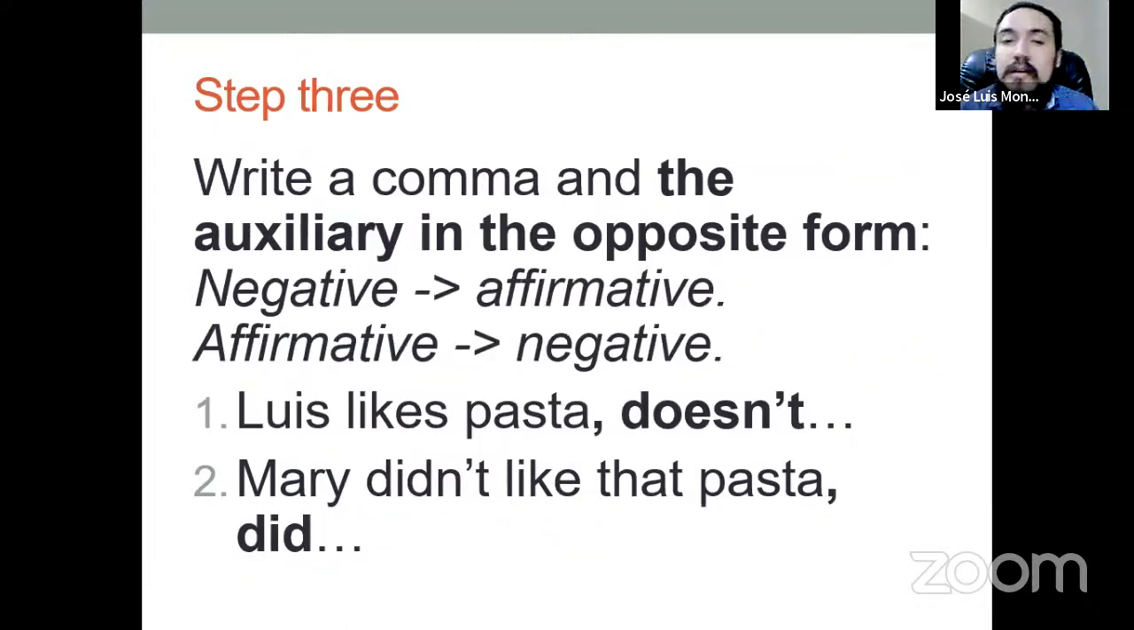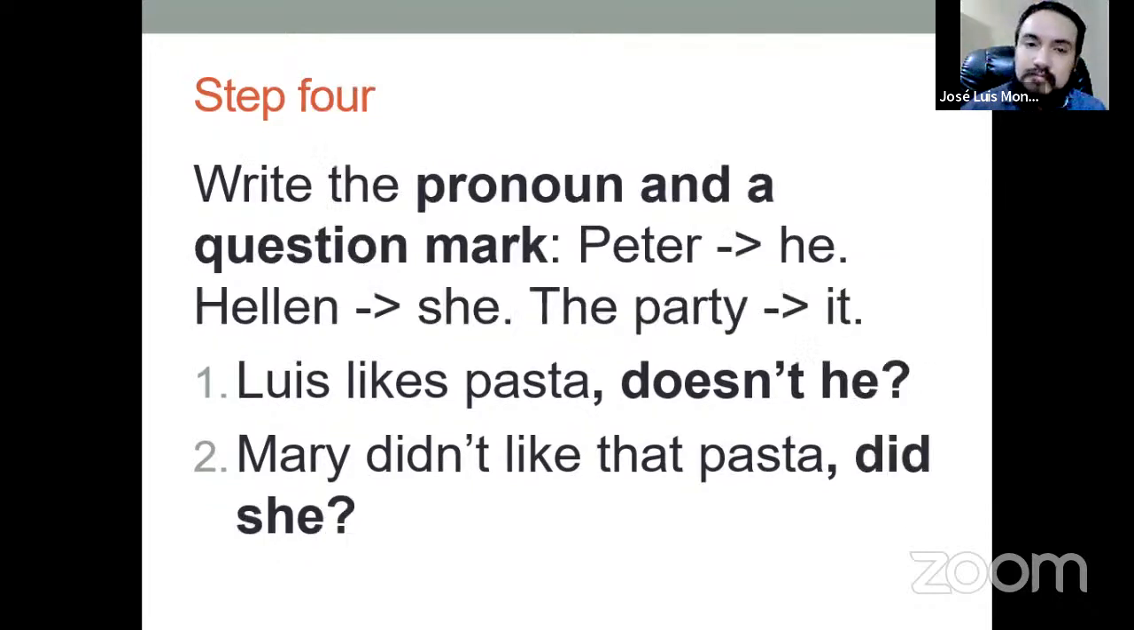The following one is the auxiliary is going to be placed after a comma in the opposite form, right? So if it's affirmative, Luis likes pasta, the auxiliary is going to be after the comma in negative form, doesn't, because Luis, third person, doesn't. Mary didn't like that pasta, comma, the auxiliary has to be in the opposite way, so if it's negative, it is affirmative, did, right? That's the next part.